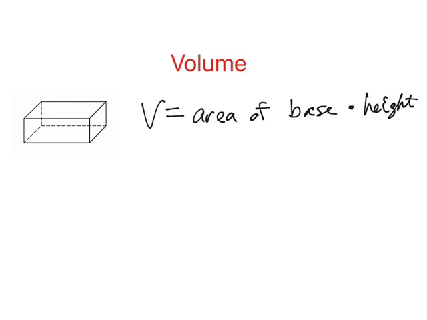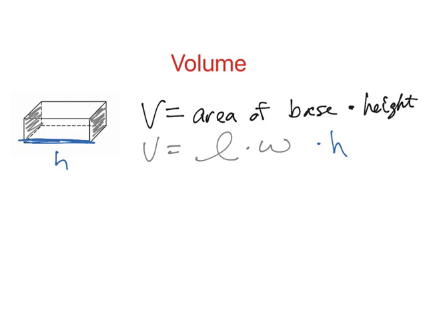Okay, now for this case, the base of our prism is a rectangle. And the area of the base of a rectangle is length times width. And then the height is the distance between the two bases, so the length of space that connects the two bases, that is the height. So we would take length times width times height to find the volume of a rectangular prism.